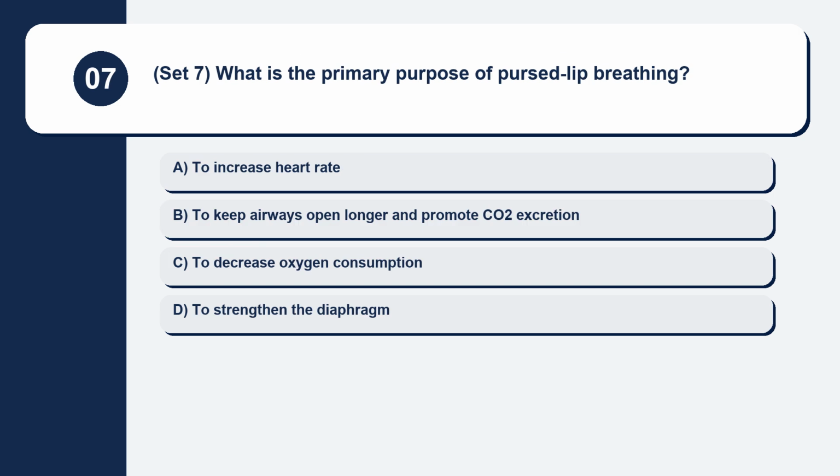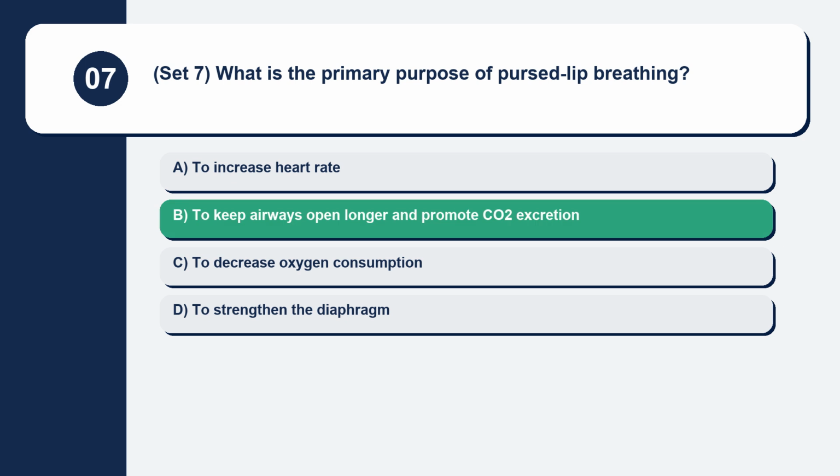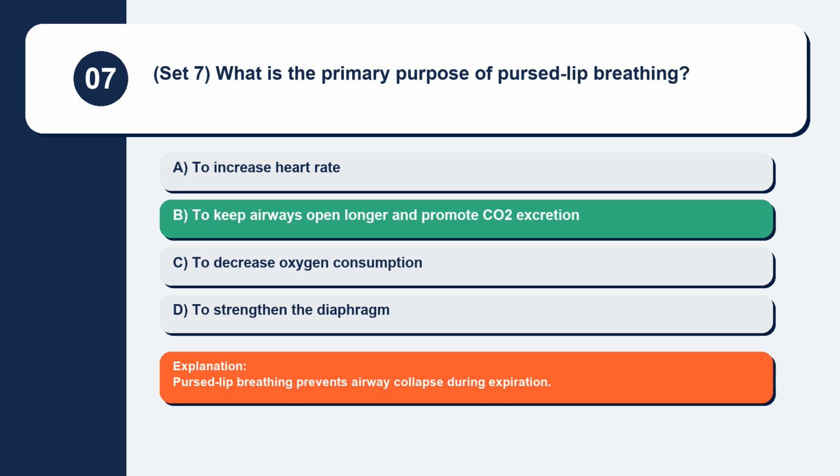Question 7, Set 7. What is the primary purpose of pursed lip breathing? To increase heart rate, to keep airways open longer and promote CO2 excretion, to decrease oxygen consumption, to strengthen the diaphragm. Pursed lip breathing prevents airway collapse during expiration.